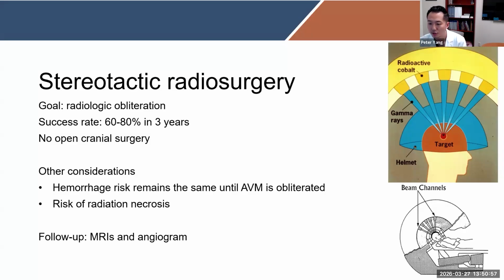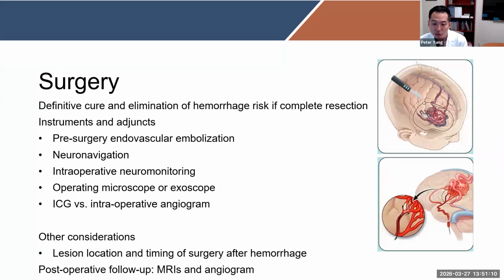Radiation oncologists and neurosurgeons treat these patients together. After gamma knife, we typically monitor with routine MRI, MRAs, and then perform a diagnostic angiogram at 3 years. Surgery offers a definitive cure and immediate elimination of hemorrhage risk if the AVM is completely resected.